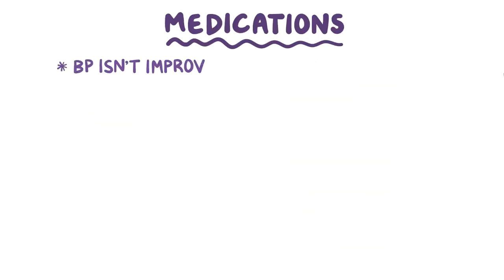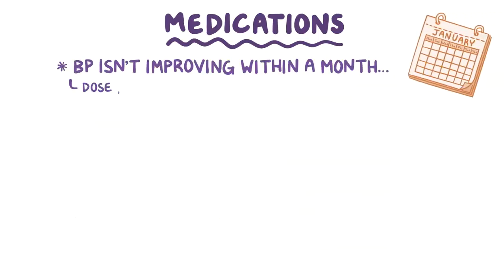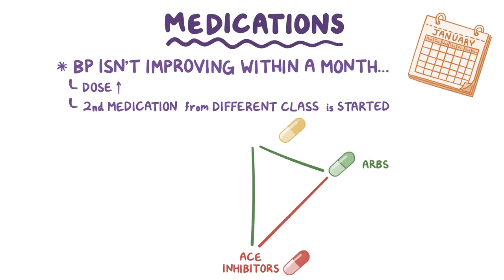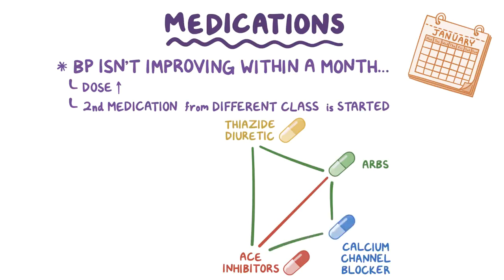If the blood pressure isn't improving within a month, then the dose is usually increased or a second medication from a different class is often started. Some combinations are useful, while others aren't. ACE inhibitors and ARBs should not be combined, and instead, either can be combined with a thiazide diuretic or a calcium channel blocker. In some cases, diuretics may be combined with beta blockers.